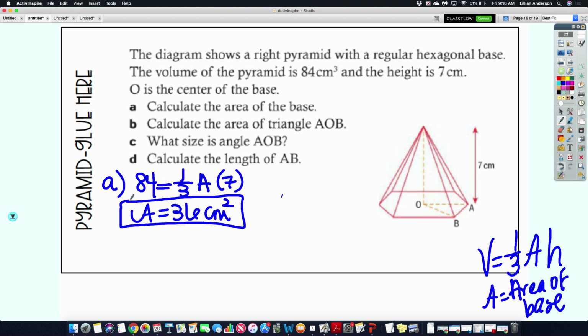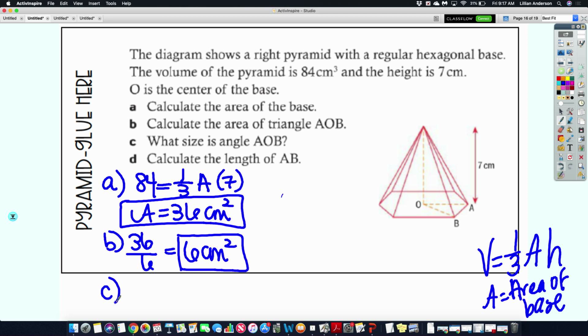Part B. Now it says find the area of triangle AOB. How can I do that? Divide the area by 6. And we know that we can do this because in a regular hexagon, all of those triangles from that last drawing are equal. So then what's that going to be? 6 centimeters squared. Okay?